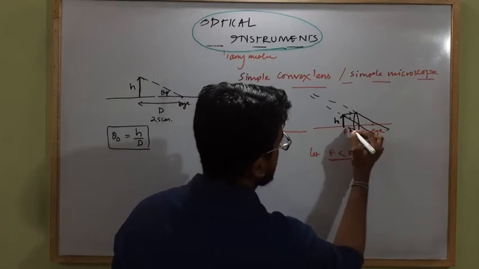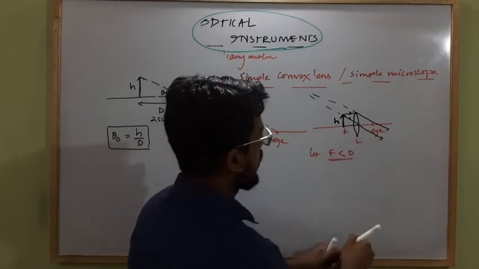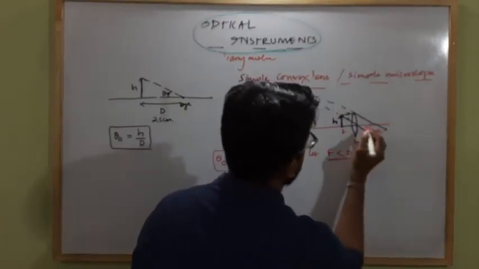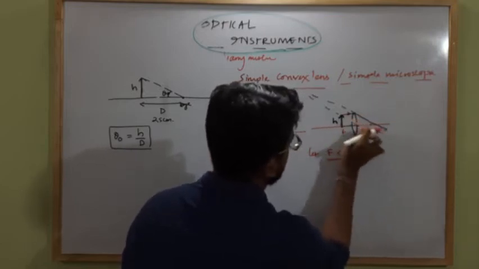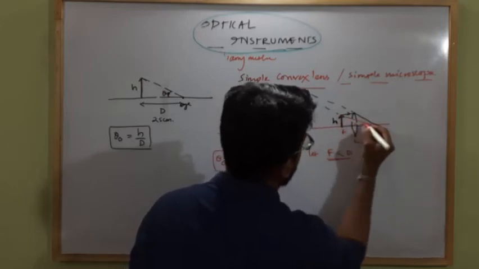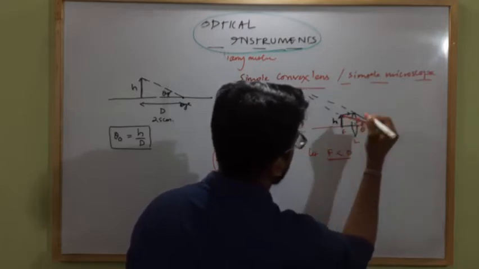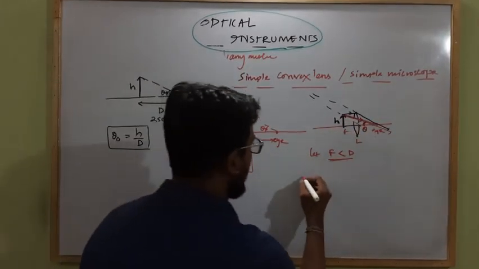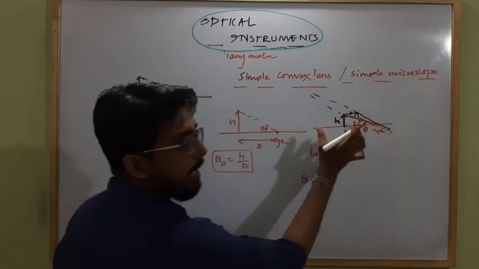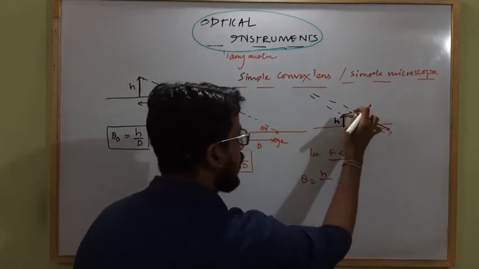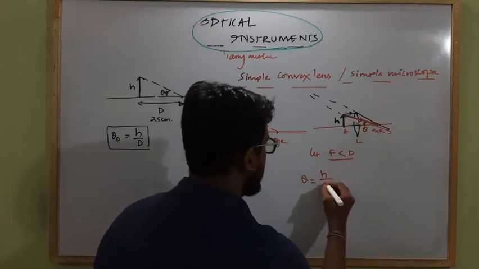But here the distance from the eye will be how much? f, and the angle of view at the eye will be what? Let this be the eye. So if these rays are very close to each other like this, the angle will be theta. This is the angle of view, theta. But here theta will be how much? Height of the object divided by distance from the eye. As we place the object at the focus of this lens, which is very close to the eye, the distance will be f.